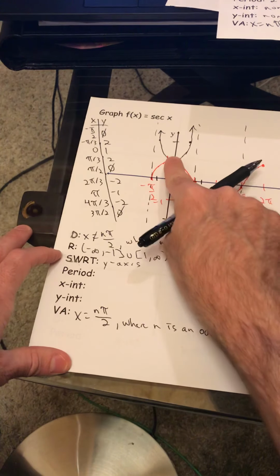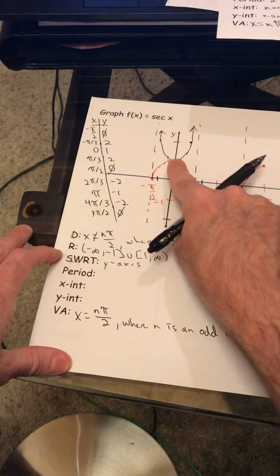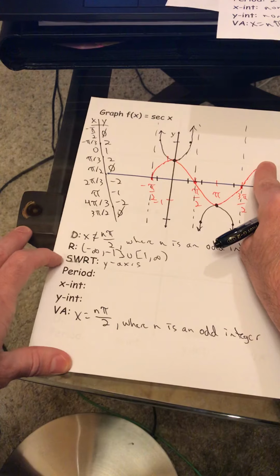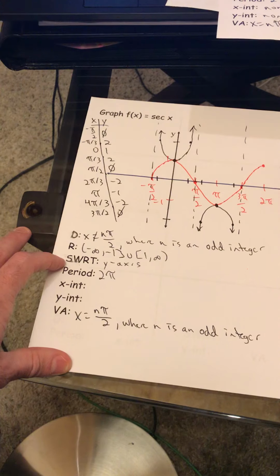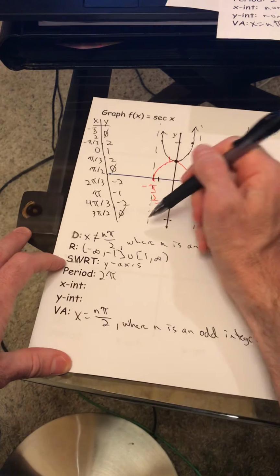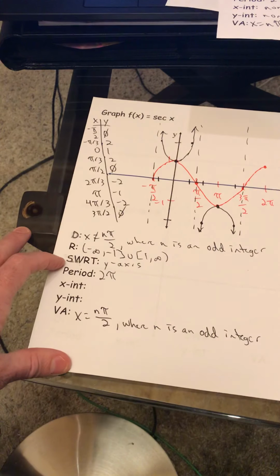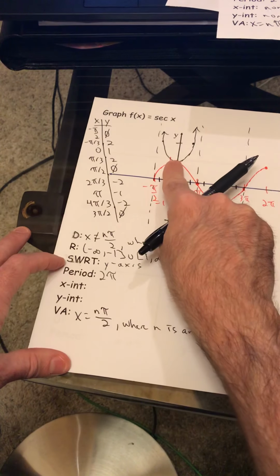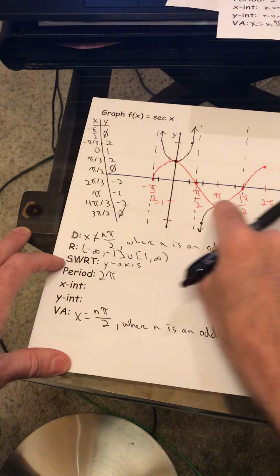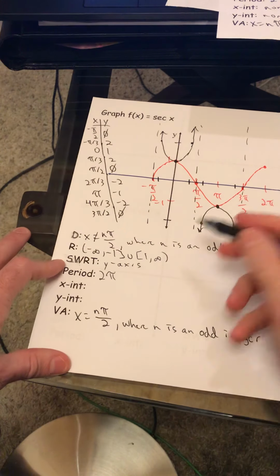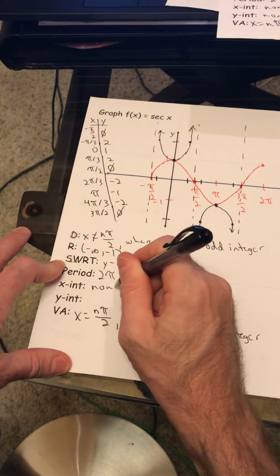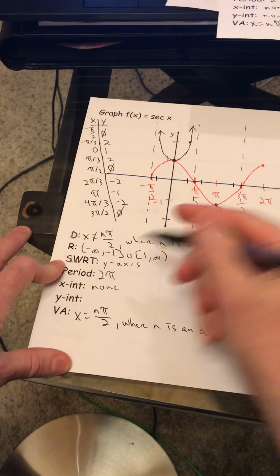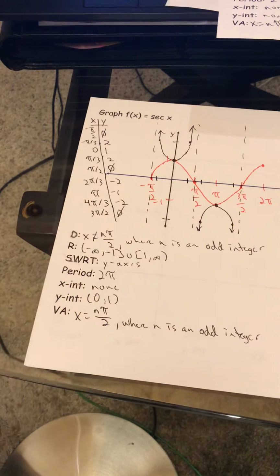Period. Well, cosine is a periodic function with a wavelength of 2 pi. Period of secant is also 2 pi. Up here, you'd have the next one of these upper curves. Over here, you'd have the next of those lower curves. X-intercepts, well, again, not worrying about the red cosine wave, but the black curves never cross the x-axis, so they have no x-intercepts. There is a y-intercept at 0, 1. So there are your cosecant and secant waves.